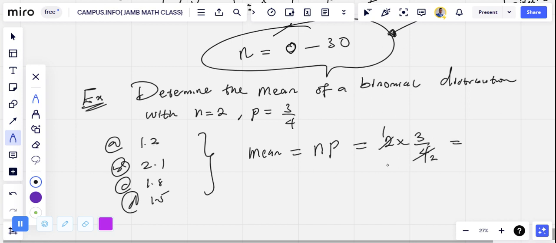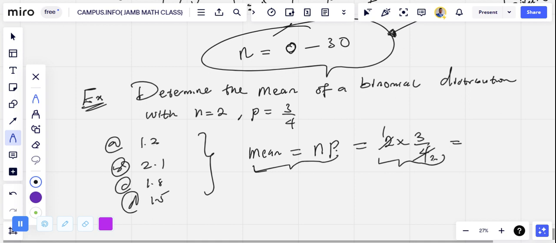Do you still want to do something like this in the exam? I wouldn't even bother to cut, because looking straight at the screen, I'll just press 2 times 3 over 4 directly. The time you use to write mean is equal to np, you've wasted like 5 seconds. Sometimes you can use 10 seconds to write this, and before you cancel it, you've used another 10 seconds. Now you've wasted like 20 seconds.